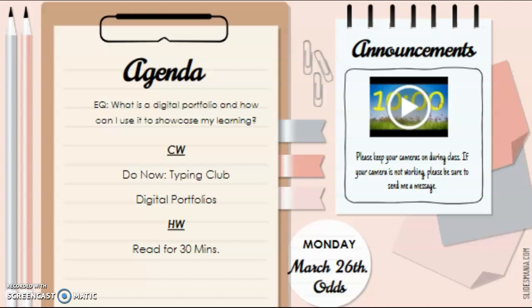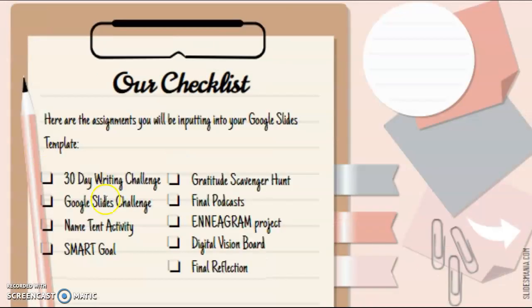Alright, so for today, for Do Now, we are working on Typing Club, and then we're digging into our digital portfolios. You guys started inputting your assignments last week. These are all the assignments that you should have in your Google Slides digital portfolio template, which is available to you on Google Classroom. I'll show you a little bit more afterwards.